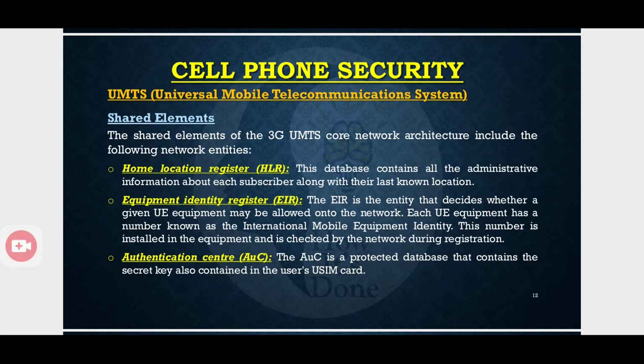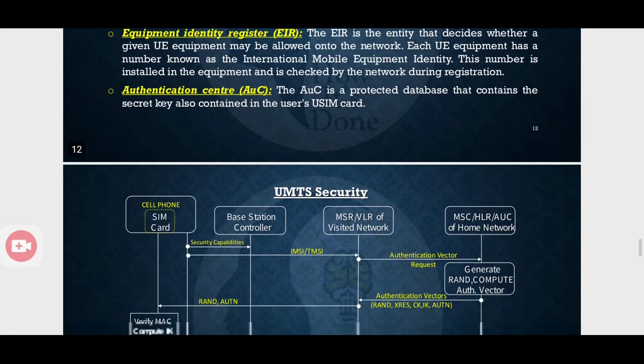സോ അങ്ങനെയുള്ള എല്ലാ അതായത് ആ പർട്ടിക്കുലർ നമ്പറുള്ള ആ ഒരു എക്യുപ്മെന്റ് ഒരു പർട്ടിക്കുലർ നെറ്റ്വർക്കിൽ അലൗഡ് ആണോ അല്ലയോ എന്നുള്ള ഇൻഫർമേഷൻ ആണ് എക്യുപ്മെന്റ് ഐഡന്റിറ്റി രജിസ്റ്ററിൽ ഡിസൈഡ് ചെയ്യുന്നത്. Then authentication center, it's a protected database that contains a secret key also contained in the user's USIM card. So it is actually used for an authentication purpose which contains the secret key which is present in the USIM card. They are the shared elements.